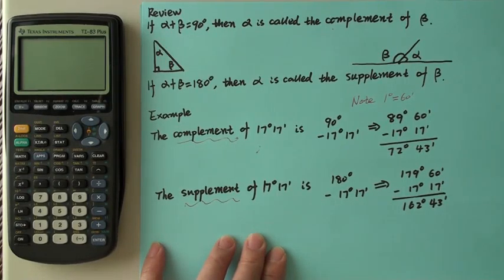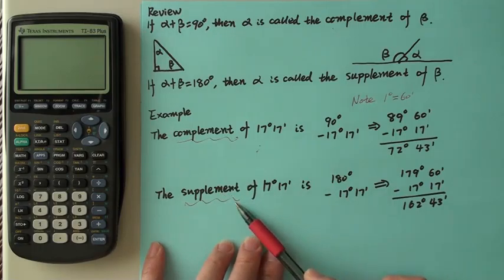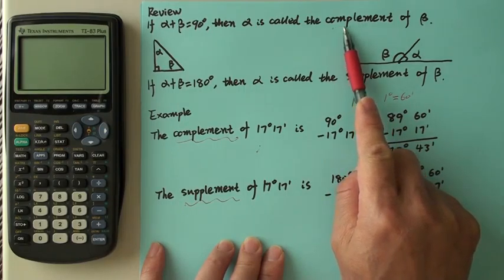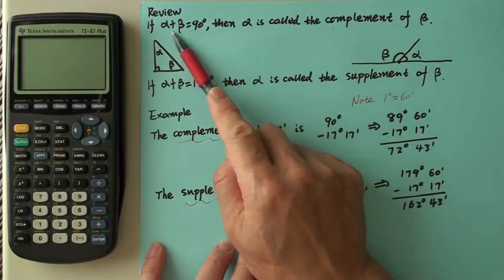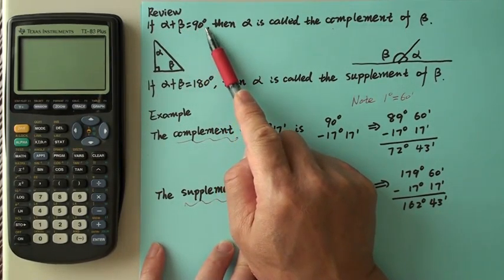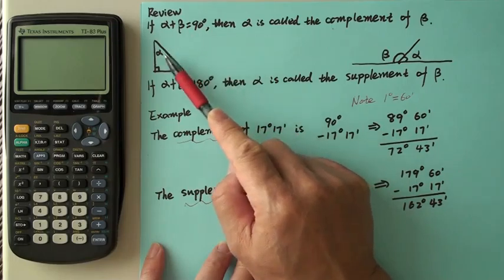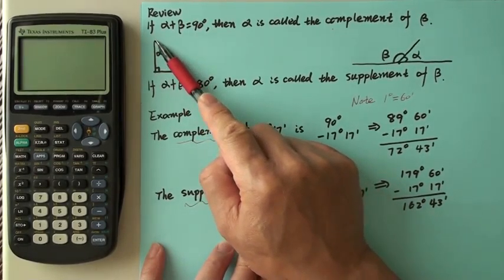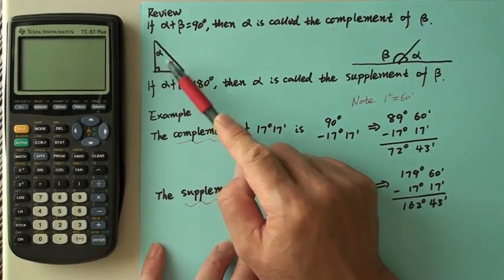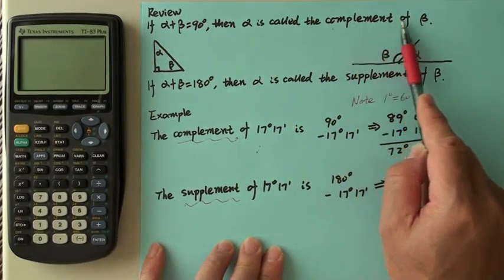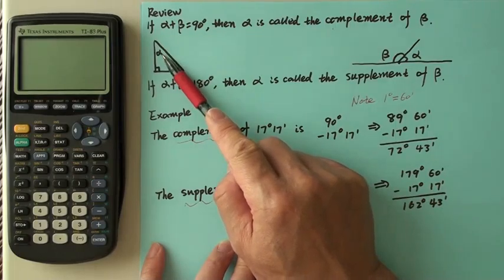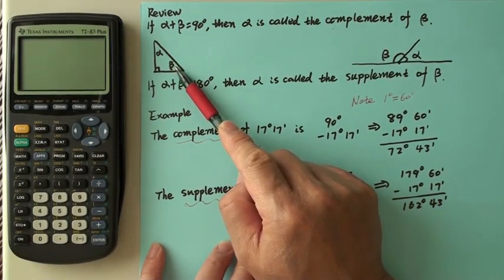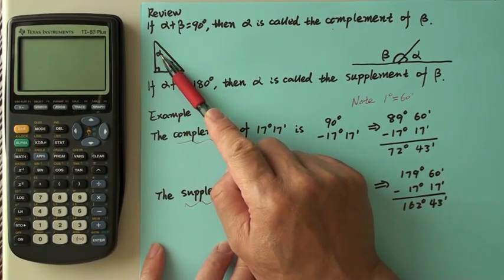In this lecture, we'll talk about complement and supplement. Let's review the meaning of complement. If two angles alpha and beta add together to 90 degrees, like here, two acute angles in this right triangle, where this is 90 degrees, then alpha is called the complement of beta. Vice versa, beta is also called the complement of alpha.